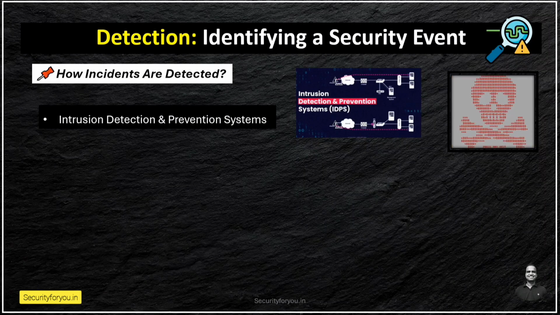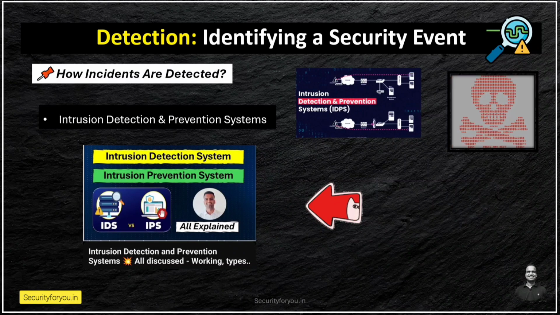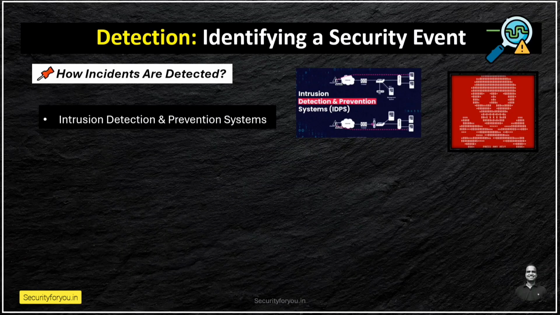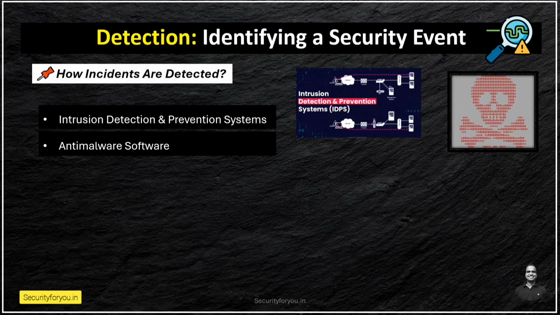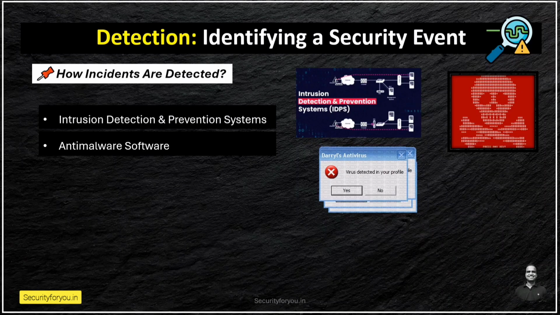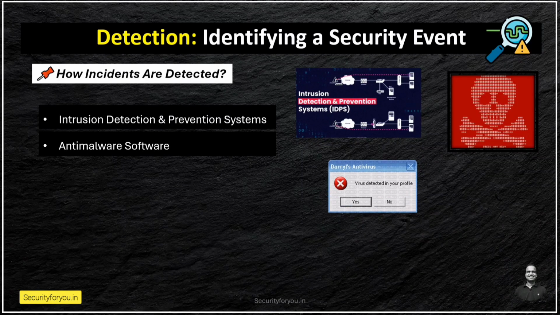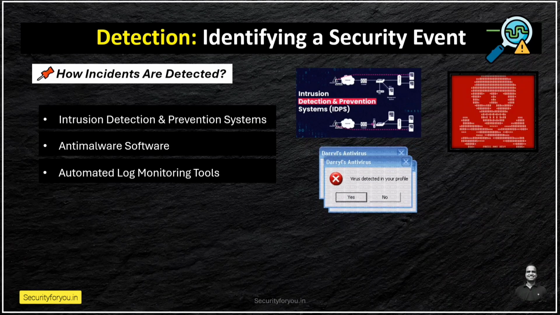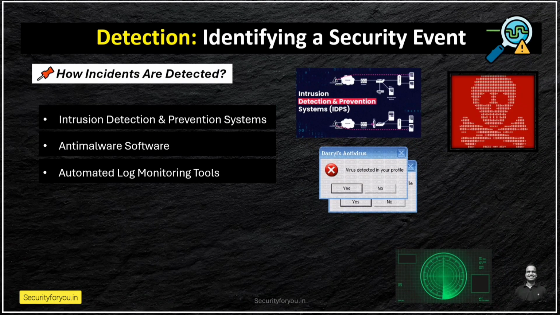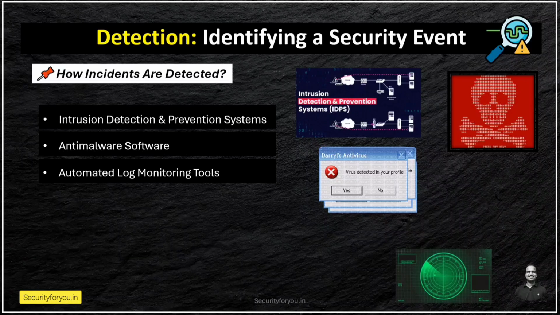We have already discussed intrusion prevention and detection systems and how they work in our earlier video. If you want a better understanding, you can refer to that video. Another method of detection is anti-malware software or antivirus software, which often displays a pop-up window to indicate when it detects any malware or virus, right? And there are many automated tools which regularly scan audit logs looking for predefined events, such as the use of special privileges. And when they detect specific events, they typically send an alert to administrators.